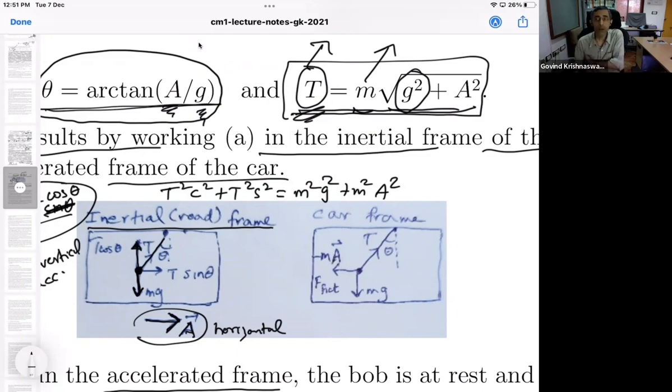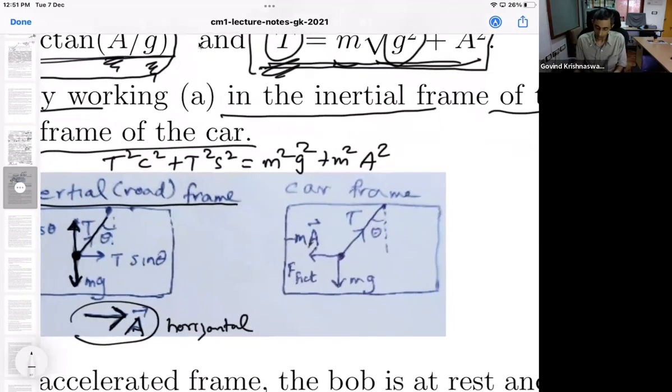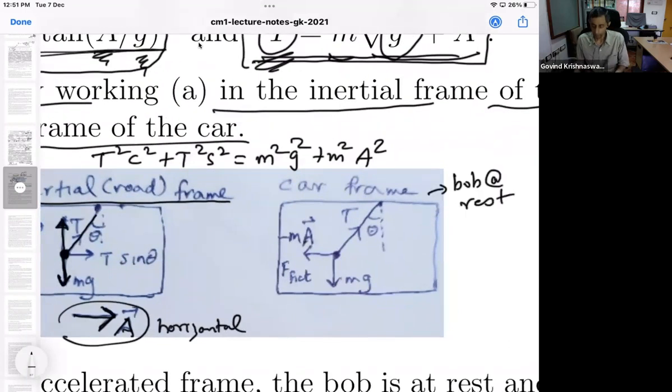Now let us go to the car frame. In the car frame, the bob is simply at rest. It is not accelerating relative to the car. Bob at rest, no acceleration, vertical or horizontal. However, being a uniformly accelerated frame, there is a fictitious force present, and according to our recipe obtained previously, that fictitious force, F fictitious, is given by minus m times the acceleration of the frame.